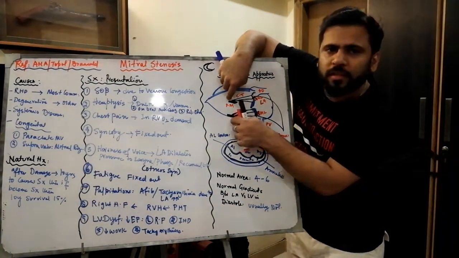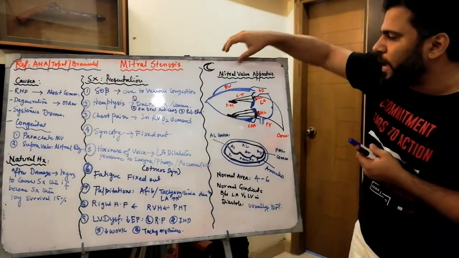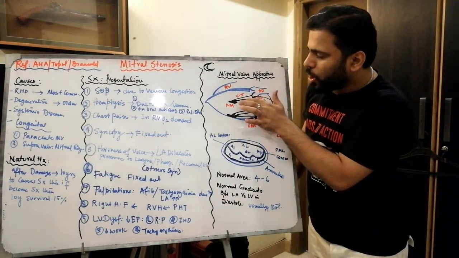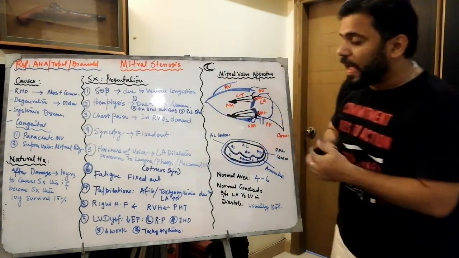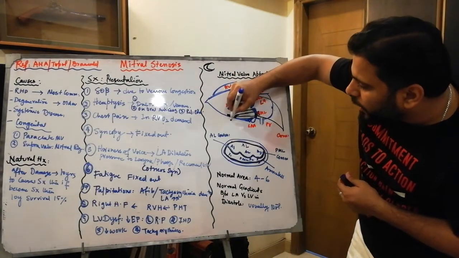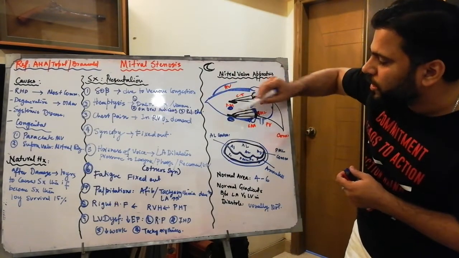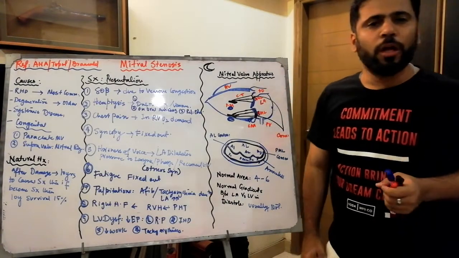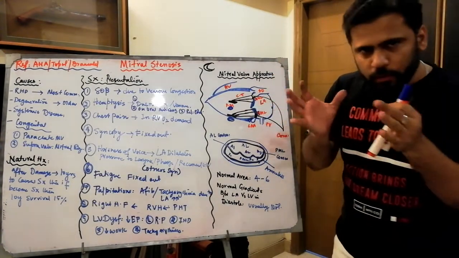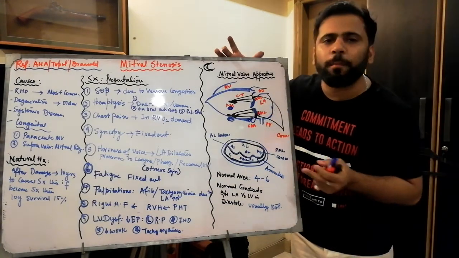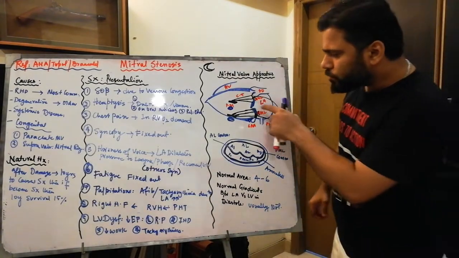So these are the chordae, which are attached from the mitral leaflets to the papillary muscles. The mitral valve apparatus consists of the mitral leaflets, commissures, chordae, papillary muscles, and the part of the LV muscle where these papillary muscles are attached. All these things together are called the mitral valve apparatus.